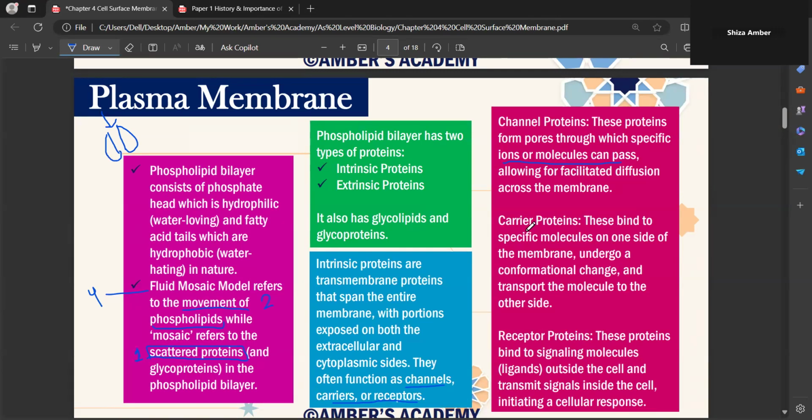Then we have the other category of integral proteins, which is carrier proteins, and carrier proteins play an active role in active transport. These bind to specific molecules on one side of the membrane, undergo a conformational change, and transport the molecule to the other side. Carrier proteins are slightly different from channel proteins, because channel proteins were providing a pathway, while carrier proteins, for example, if they look like this. I'm just trying to explain that if they look like this.